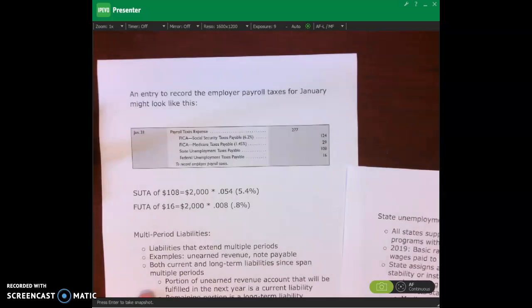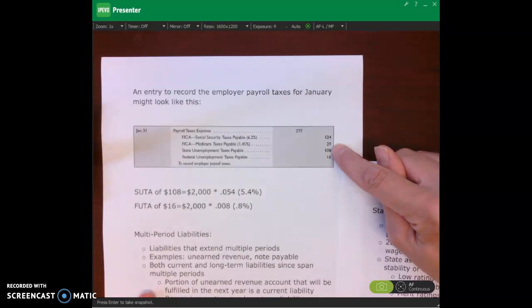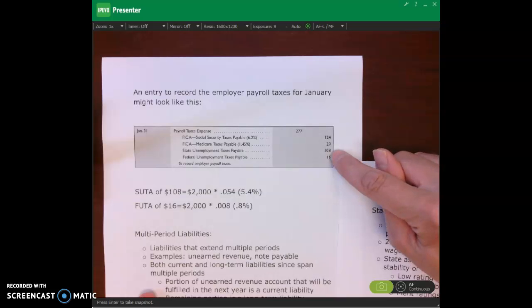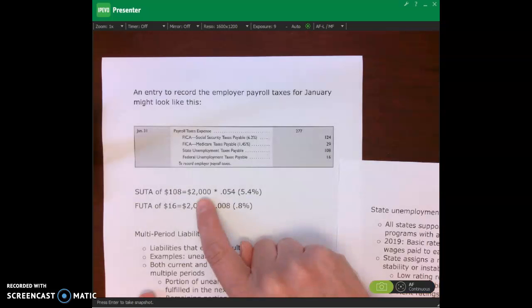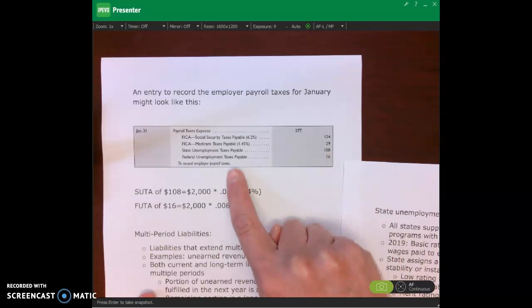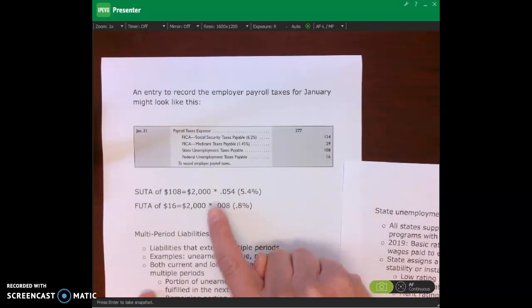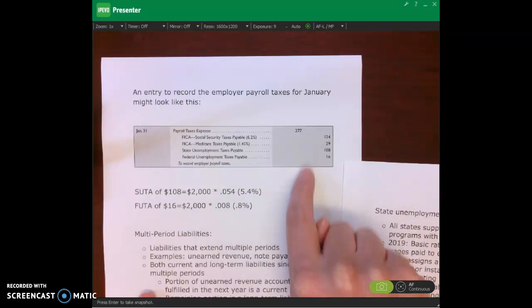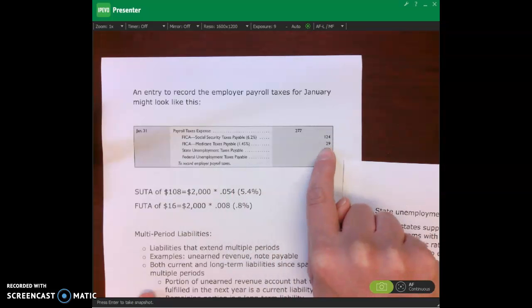6.2% of the 2,000 right here. 1.45% of the 2,000 for Medicare, and then state unemployment, which is the 2,000 times the 0.0454, 108, and then federal unemployment 0.008 times the 2,000 of 16. So this is different than what we talked about with the employee.